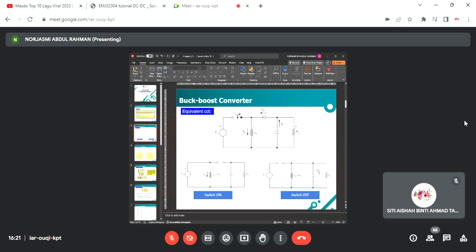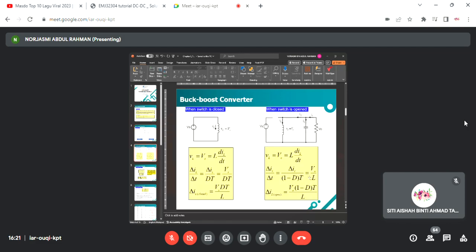So this is the condition of the circuit during the switch on and during the switch off. During the switch on, the inductor will store energy. Energy will develop within the inductor, and during the switch off, the inductor will supply its stored energy to the load and to the capacitor. So, mathematical analysis.